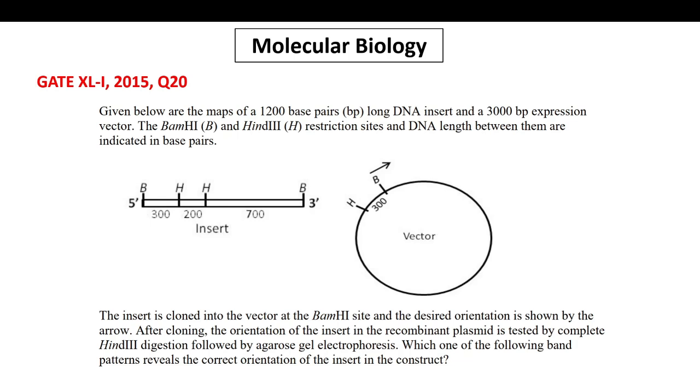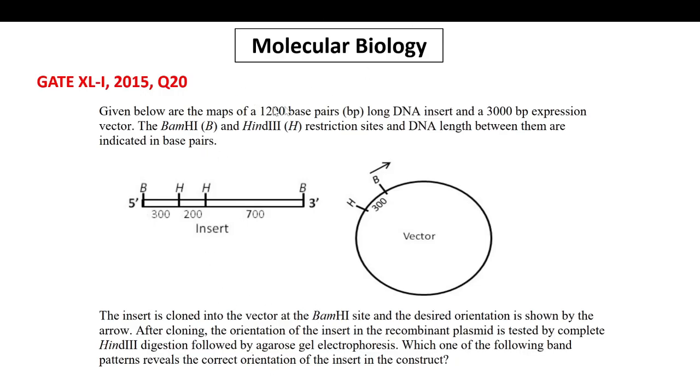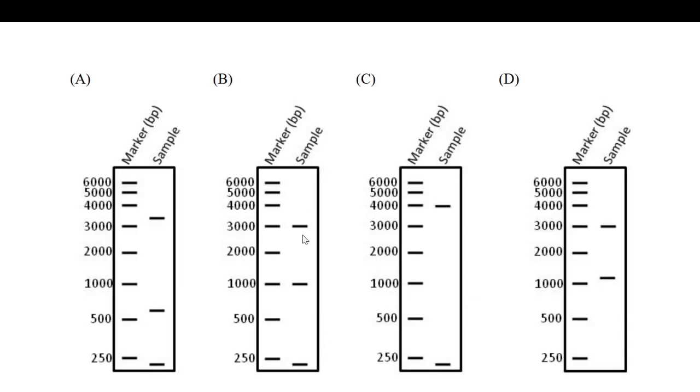So it is related to the topic of molecular cloning and how these restriction enzymes actually work, and also you have to know how DNA migrates in agarose gel electrophoresis. In the next slide, they have given four options showing how many bands you will find in your sample after digesting your construct with these enzymes.